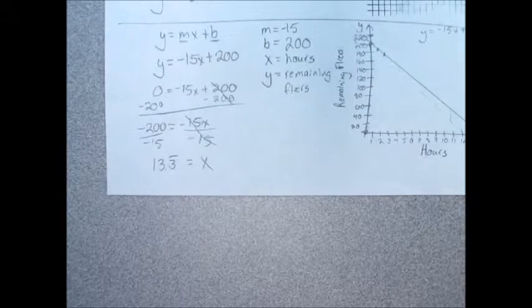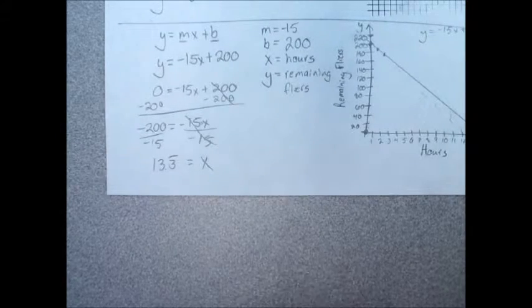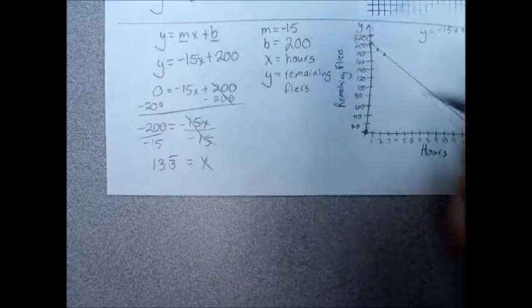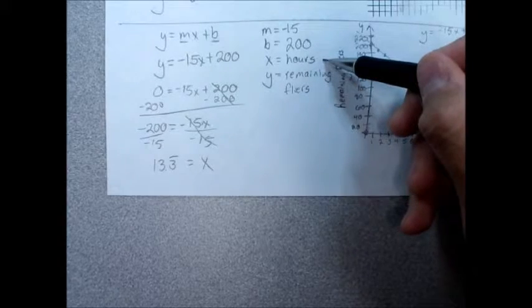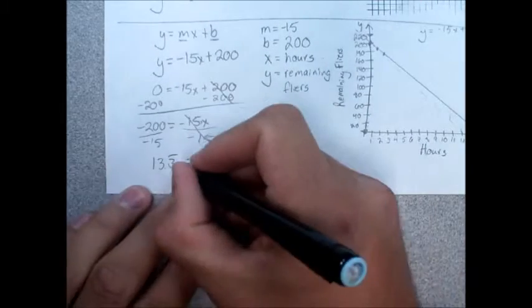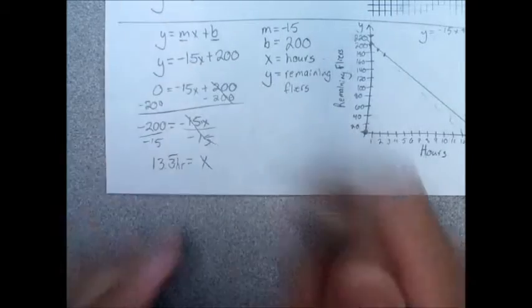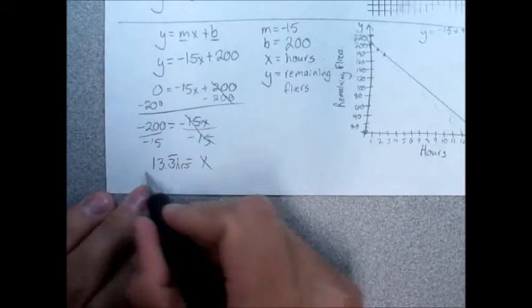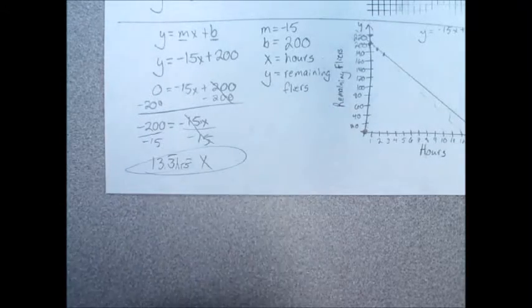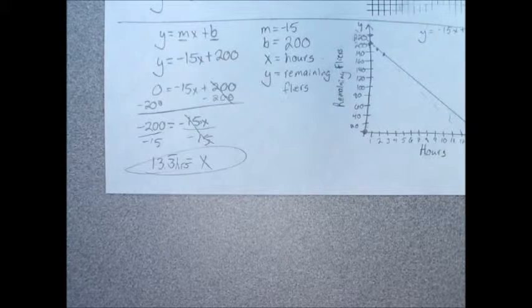13.333333333 repeating. X is what? Look up here, there's a key. X is hours, so it needs a label of hours. So 13 hours is our answer for that particular question that I just asked. Alrighty, ladies and gentlemen, we are moving on.